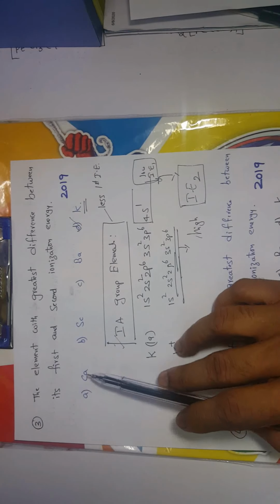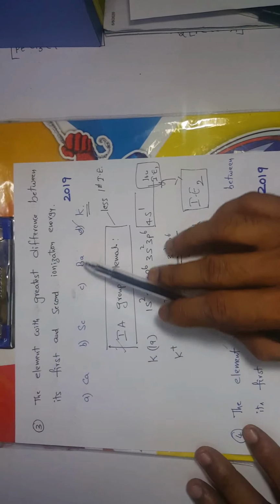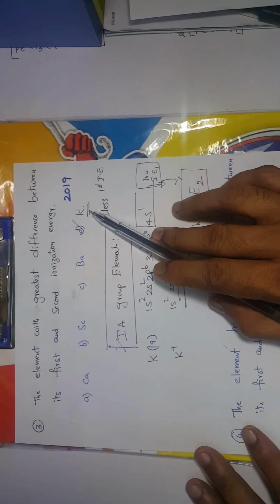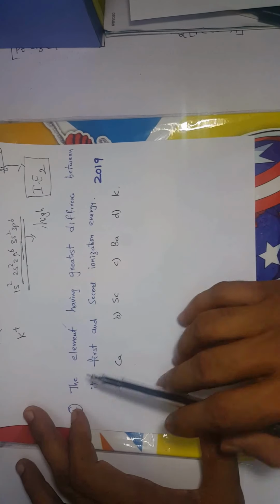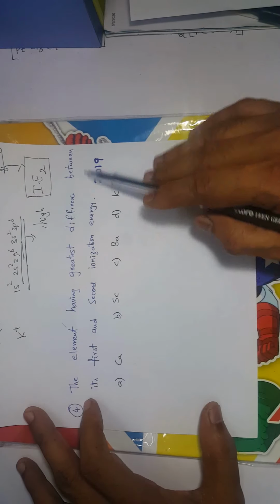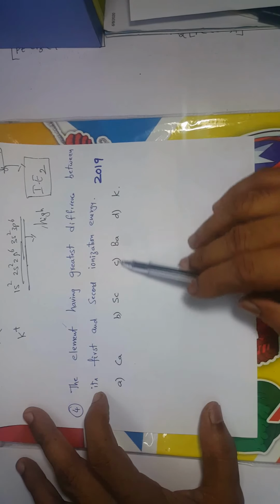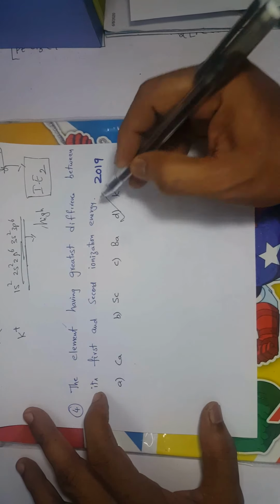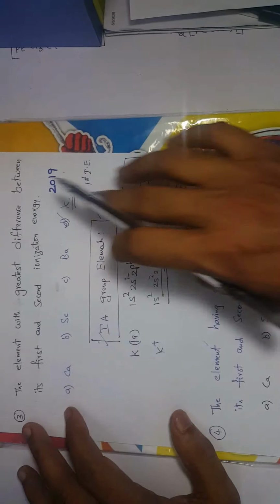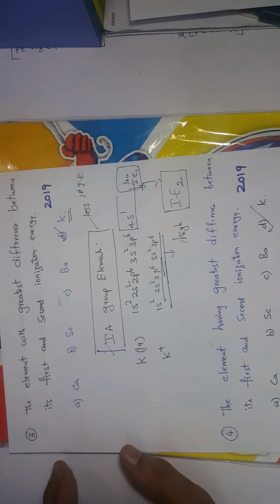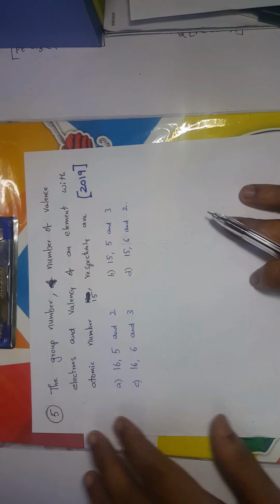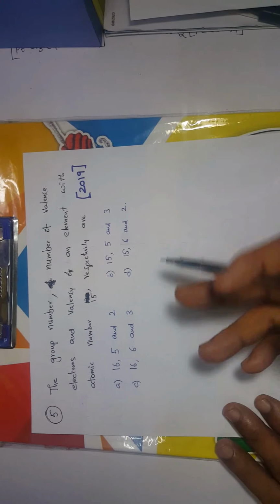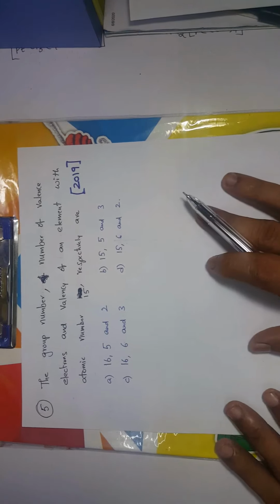See, calcium is second group, scandium is a d-block element, barium is a second group element, and potassium is a first group element. So potassium is the answer. Same question: the element with the greatest difference between first and second. Here, which one is the first group element? Potassium. In 2019 it was an online examination, so one shift and another shift get questions like that. That's why it was repeated in the same year.